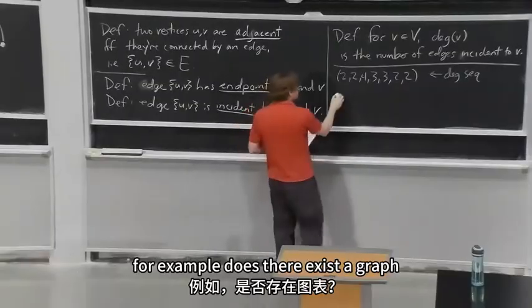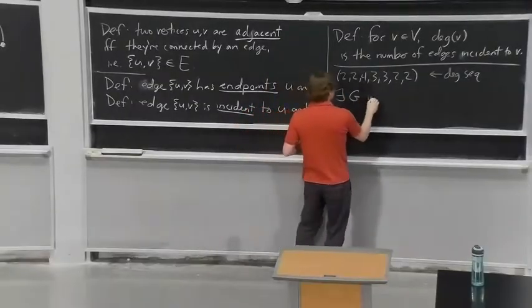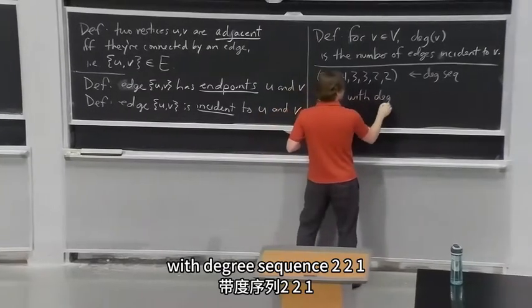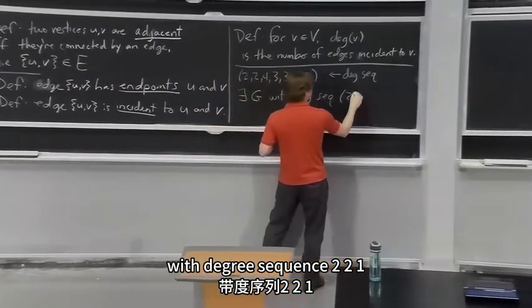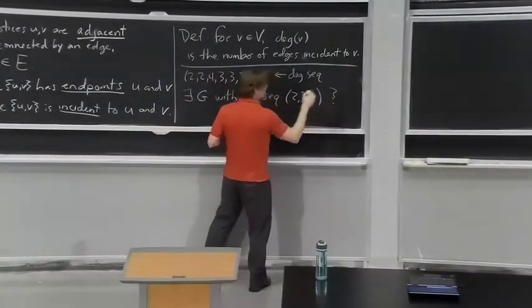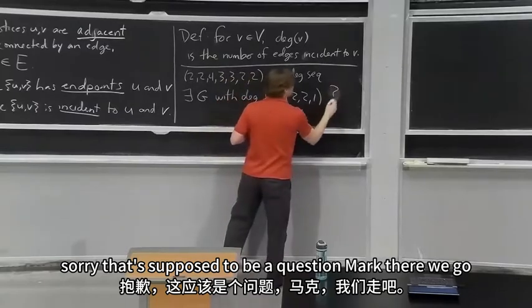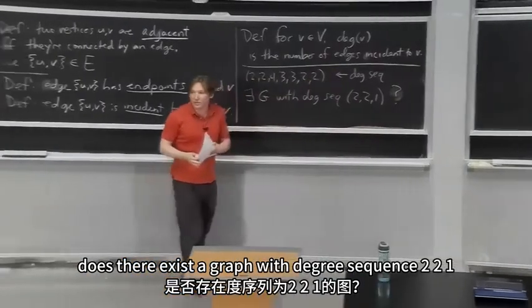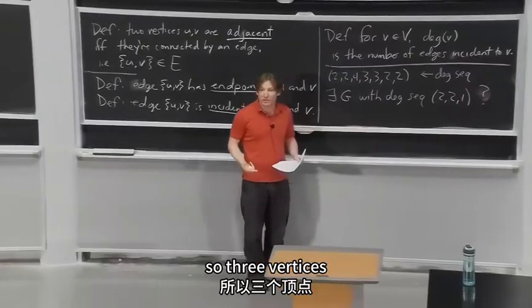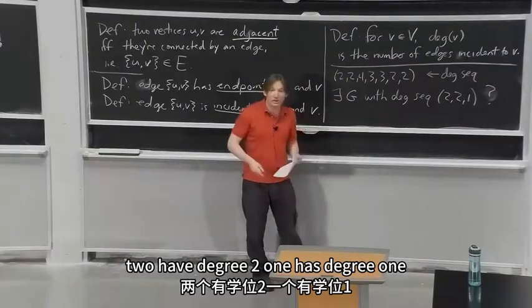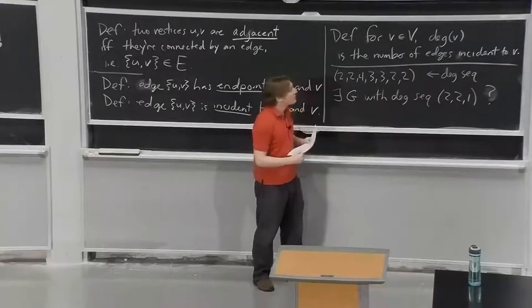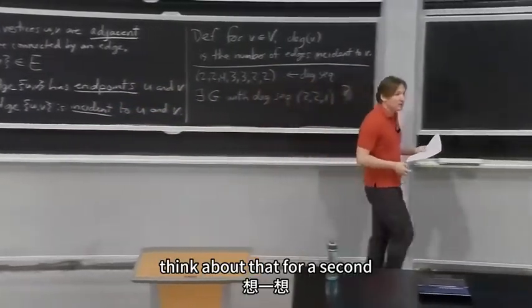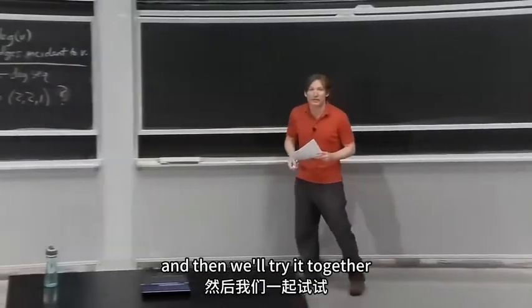For example, does there exist a graph with degree sequence 2, 2, 1? Sorry, that's supposed to be a question mark. There we go. Does there exist a graph with degree sequence 2, 2, 1? So 3 vertices, 2 have degree 2, 1 has degree 1. Think about that for a second, and then we'll try it together.